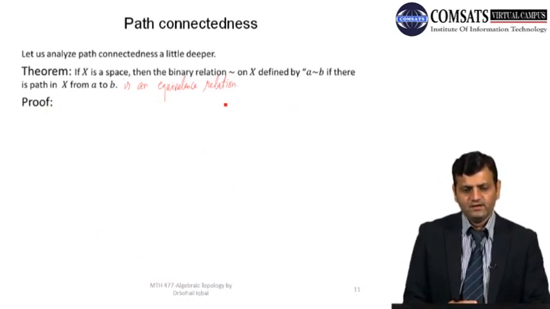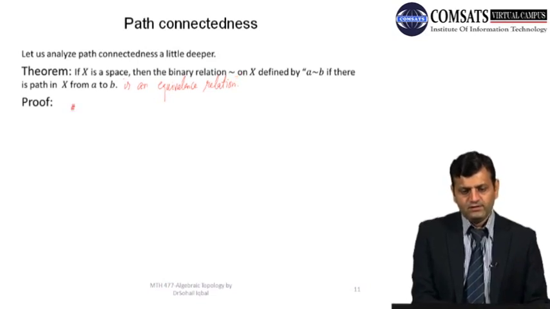If X is a space, then the binary relation tilde on X, defined by a is related to b if there exists a path in X from a to b, is an equivalence relation. Okay, so let's see how to prove that this relation is an equivalence relation. A relation is an equivalence relation if it is reflexive, symmetric, and transitive.